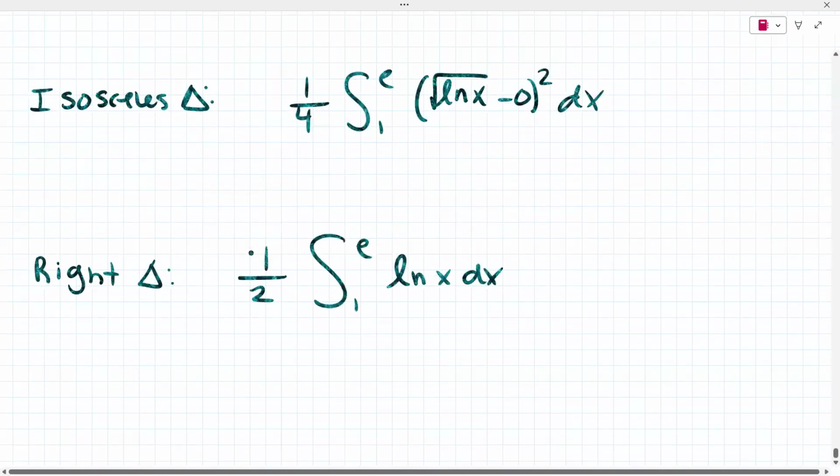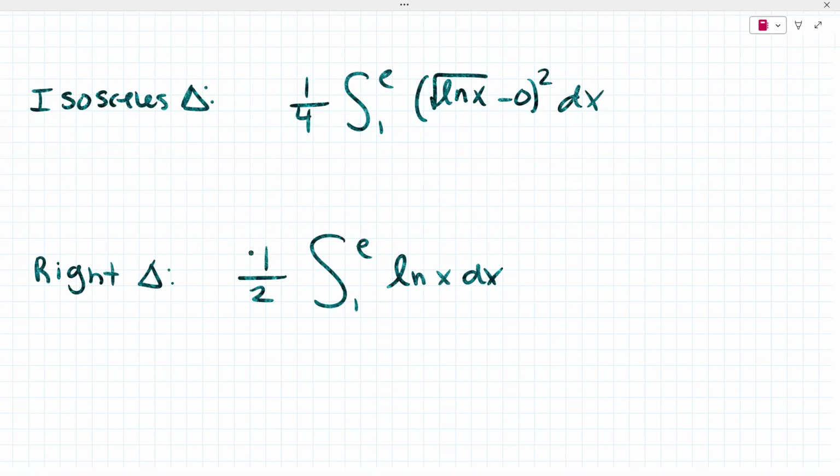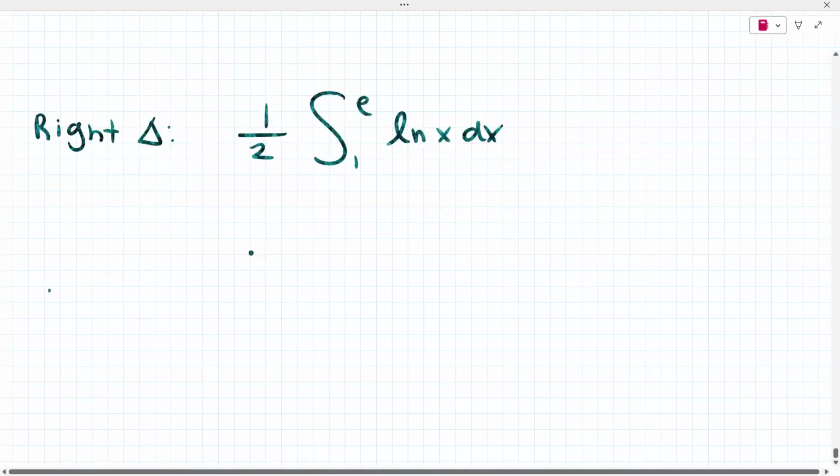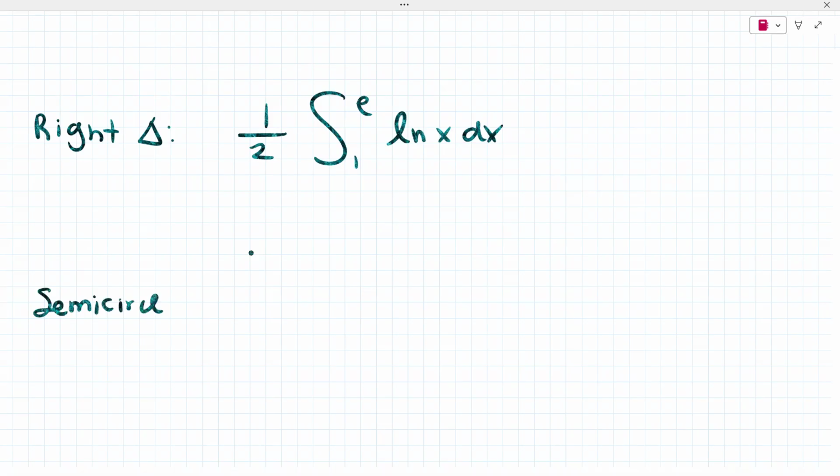Or it's the same thing, parentheses, sorry, this should be square root of ln of x. But when you simplify (square root of ln x minus 0) squared, that just gives you ln of x dx. And then what about the semicircle? It's going to be pi over 8 from 1 to e of ln of x dx. Okay, so we just figured out how to do the volume of known cross sections. Okay, so we'll stop here.